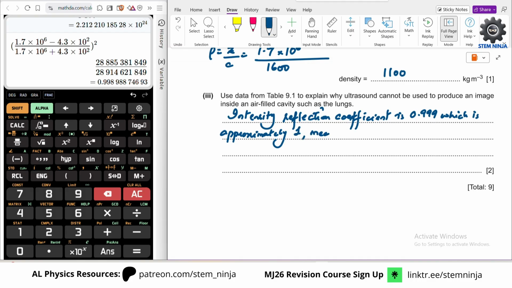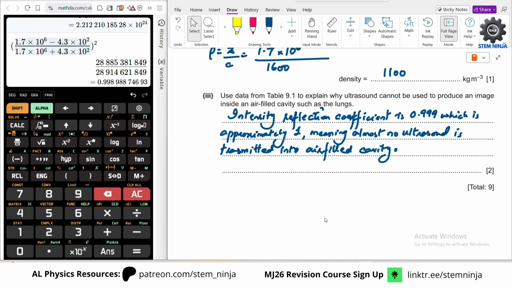meaning almost no ultrasound is transmitted into the air-filled cavity. Okay, so no transmitted, so therefore there will be no reflections. Alright, and that's it for this question. Let's move on to the next one.